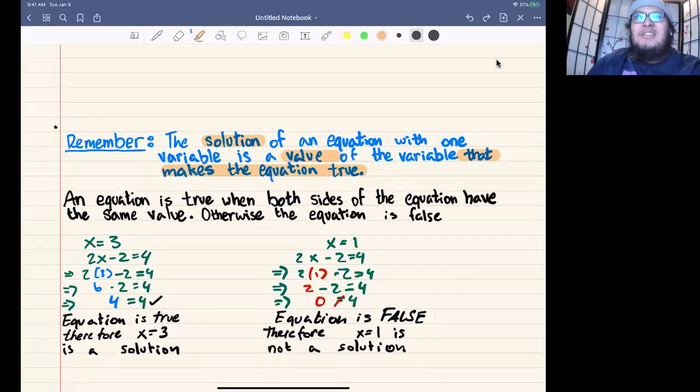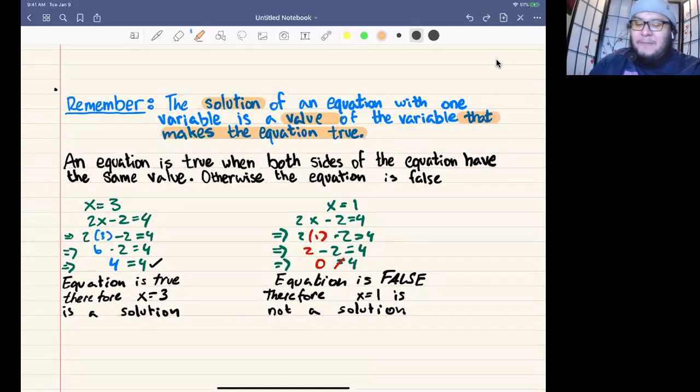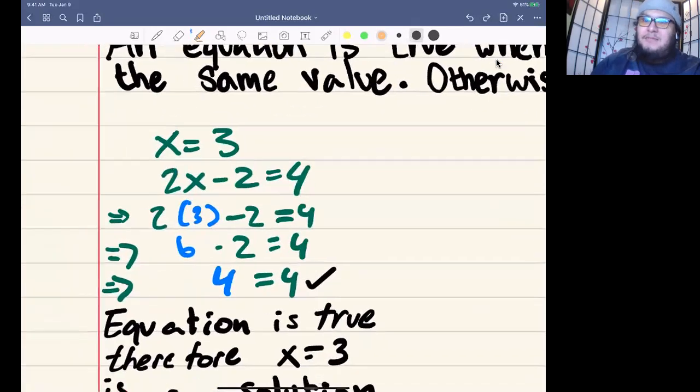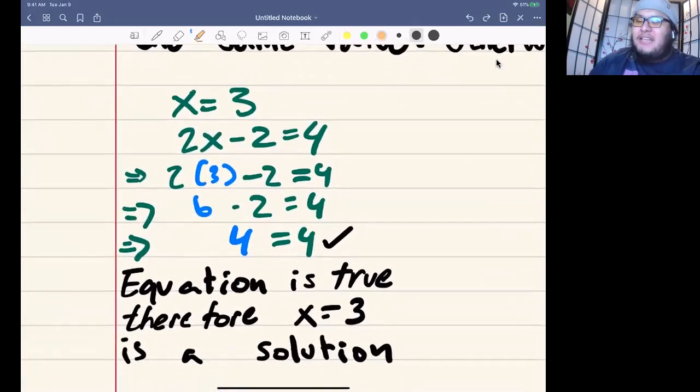In this case, we want to check if x equals 3 is a solution to the equation 2x minus 2 is equal to 4. To check if something is a solution, if you remember back to our lesson 2-1, all you got to do is plug in this 3 wherever the x would be. In this case, it will be right here.